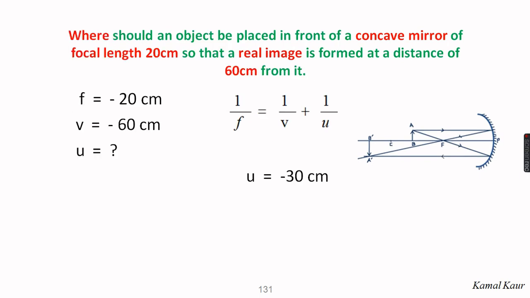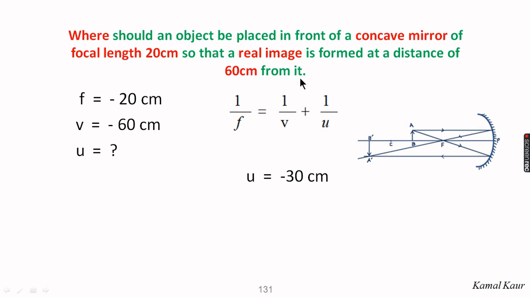We will see another numerical now. Read the statement again and highlight the keywords. Now it says, where should an object be placed? Means we have to find u. It is a concave mirror of focal length 20 centimeter, and we know that for concave mirror f is always negative. So we will put here f minus 20, forming a real image at a distance 60 centimeter from it.